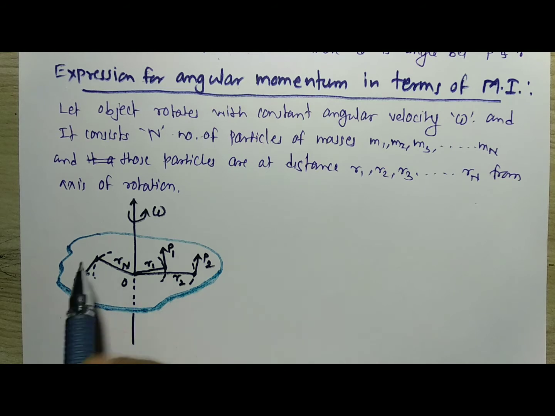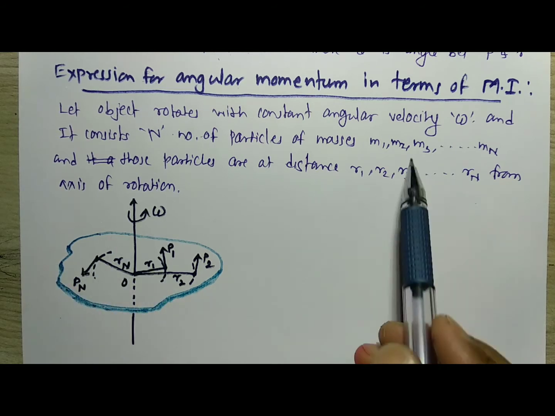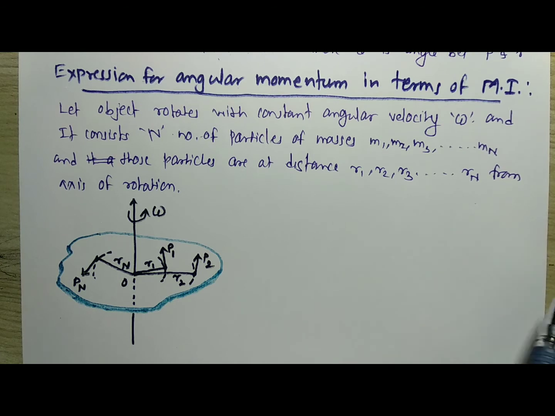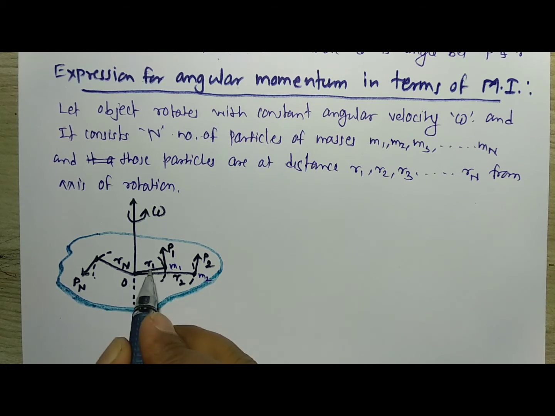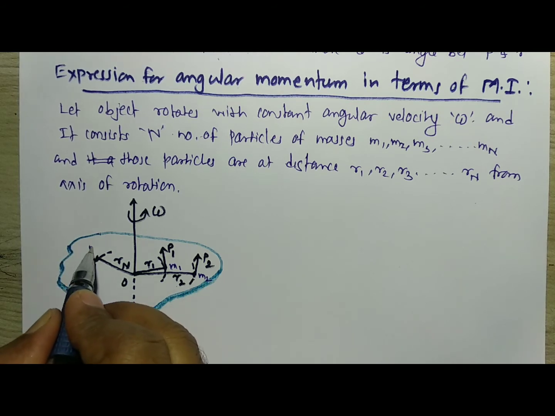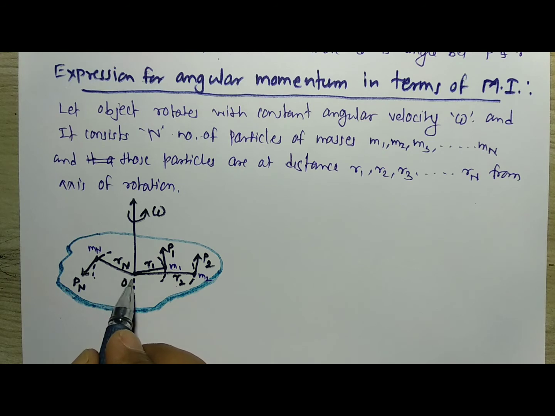Let us consider this diagram. Inside it we consider masses m1, m2, m3 and so on. Let m1 be the mass at distance r1, with linear momentum p1. Let m2 be the mass at distance r2, and p2 the linear momentum at that position. Let mn be the mass at distance rn from the axis of rotation, and pn the linear momentum at that time.